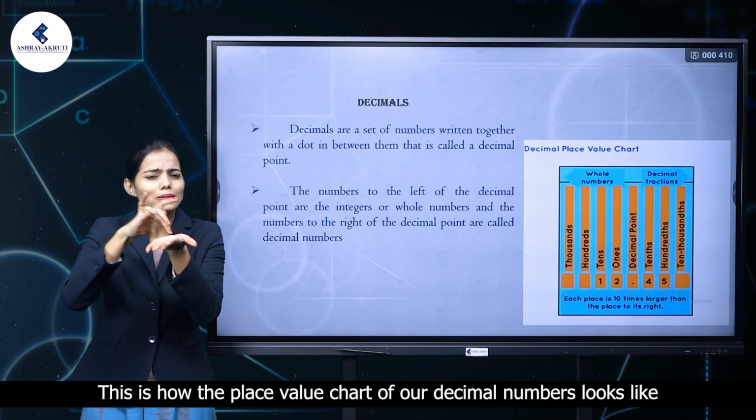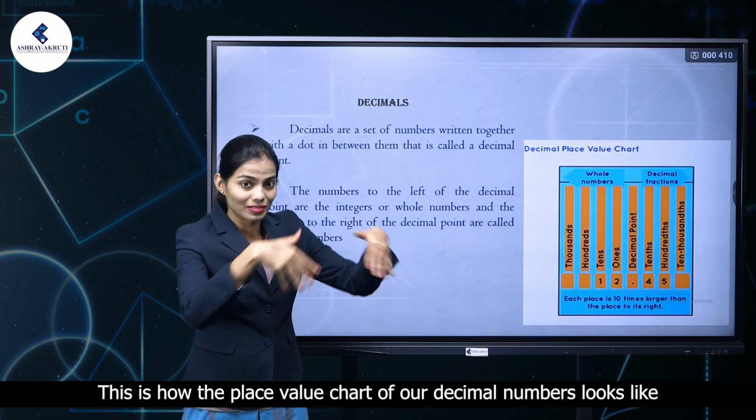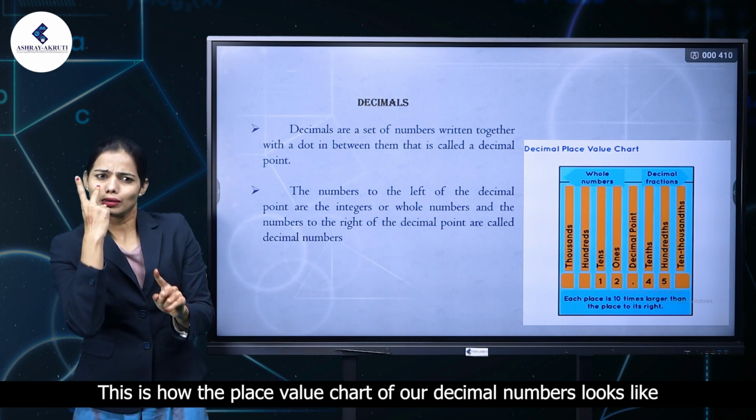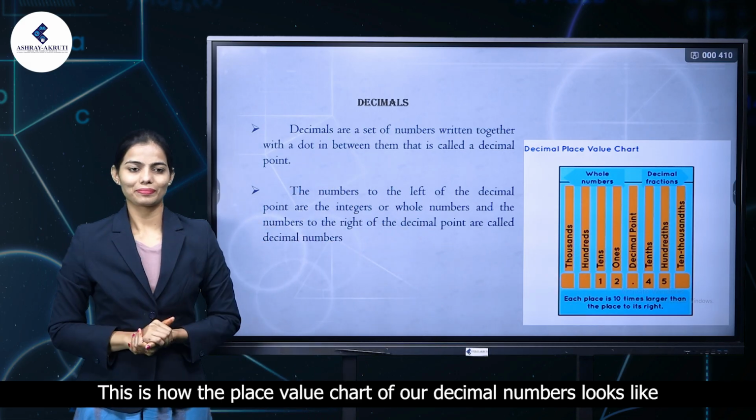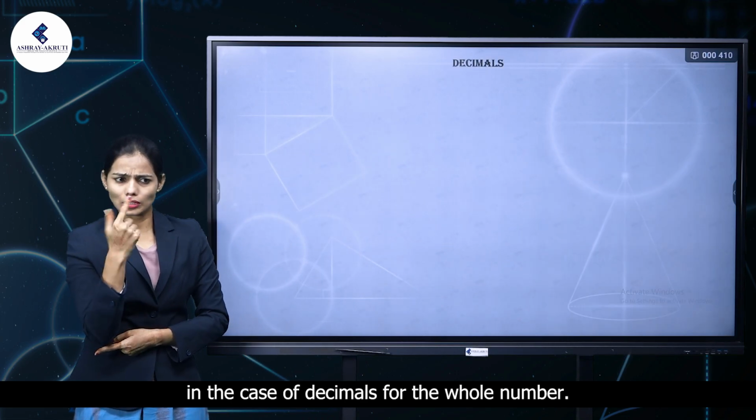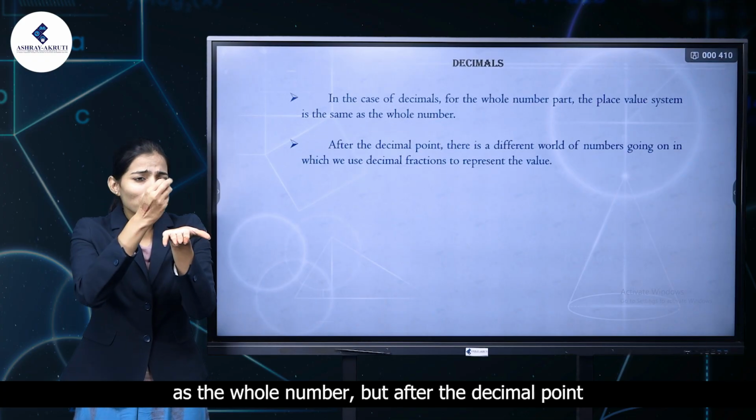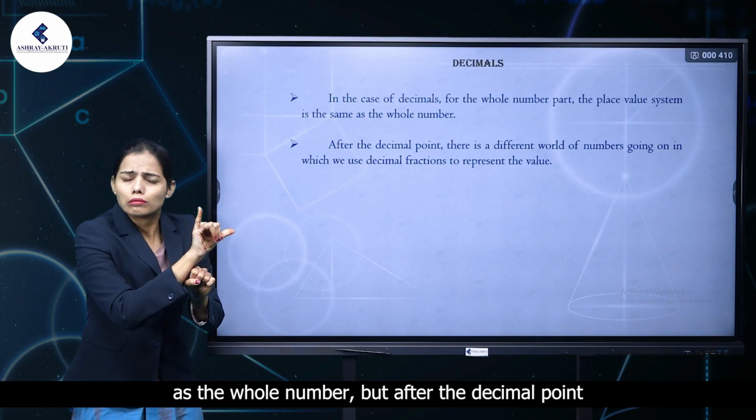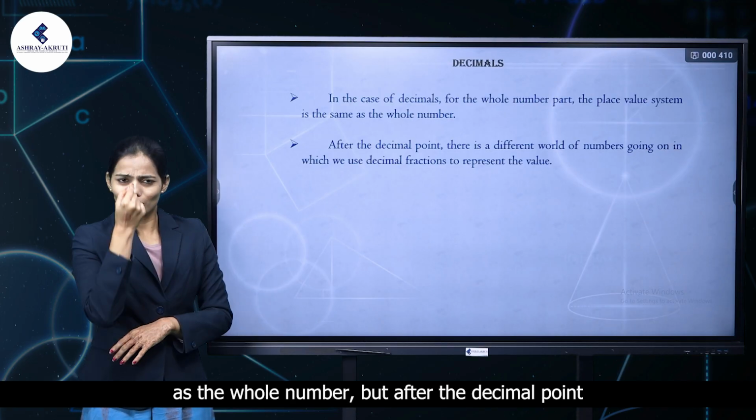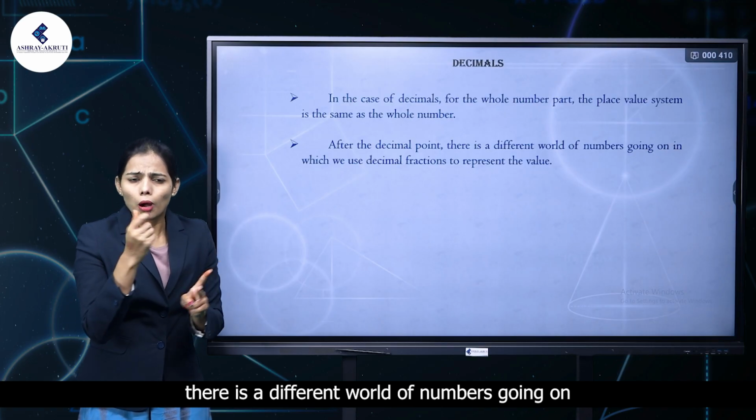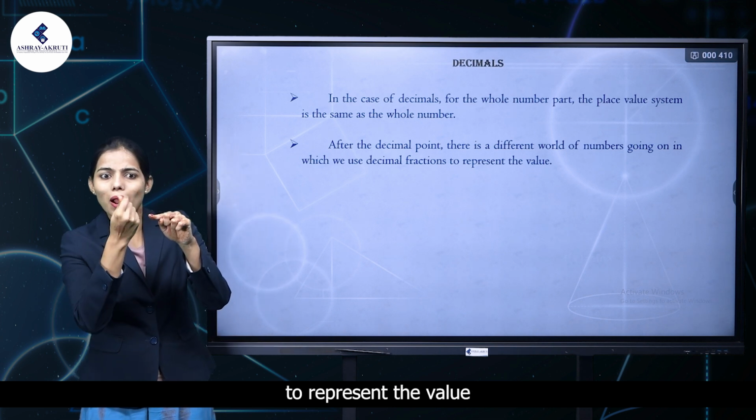This is how the place value chart of our decimal numbers looks. In the case of decimals, for the whole number part, the place value system is the same as the whole number. But after the decimal point, there is a different world of numbers in which we use decimal fractions to represent the value.